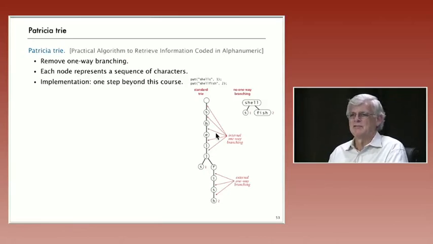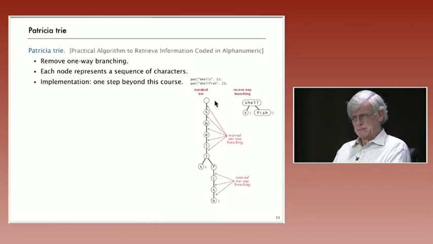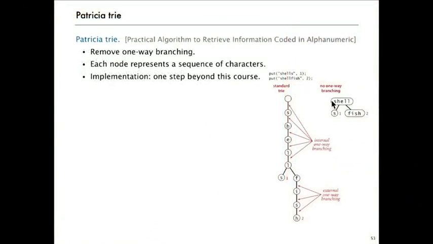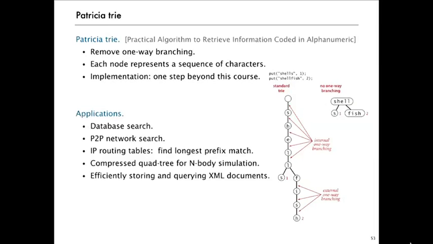And so one of the main ideas behind Patricia, there's others that don't really show up in the high-level representation we're using, but one of the main ideas behind Patricia was rather than associate a character with each node, associate a sequence of characters with each node. So you just don't have any one-way branching. Implementing this, it's maybe one step beyond this course, but maybe it's within what we could do in this course. We're just not going to take the time to do so.